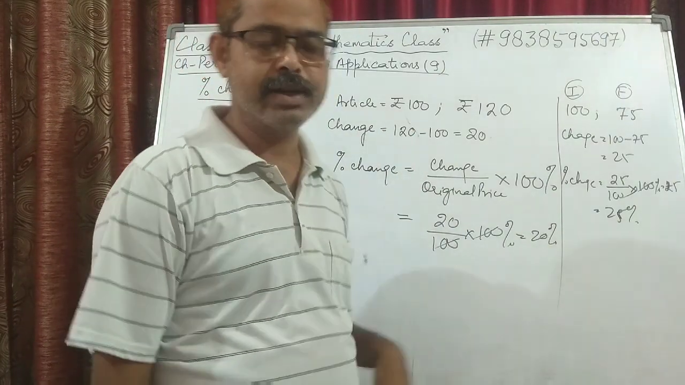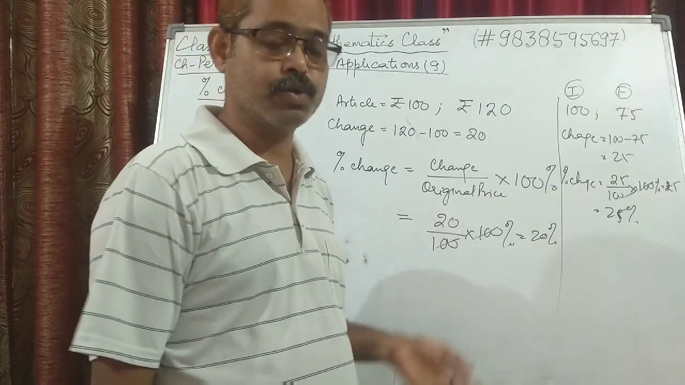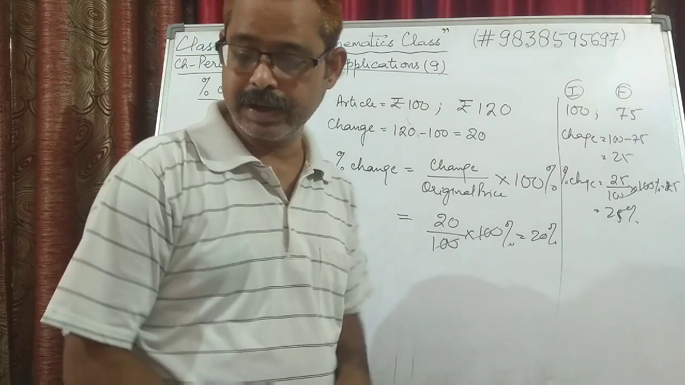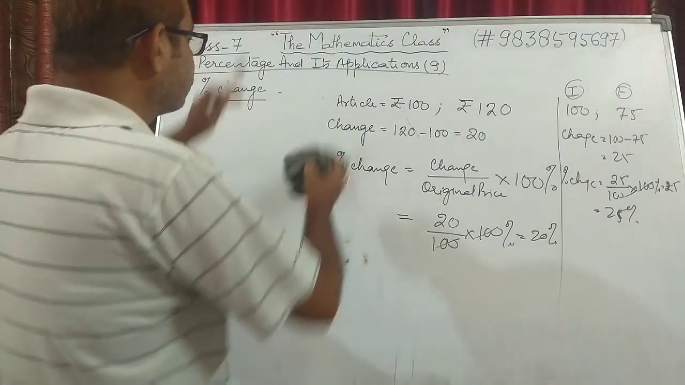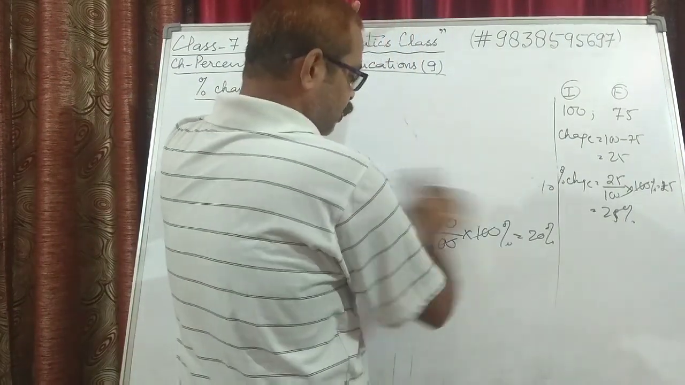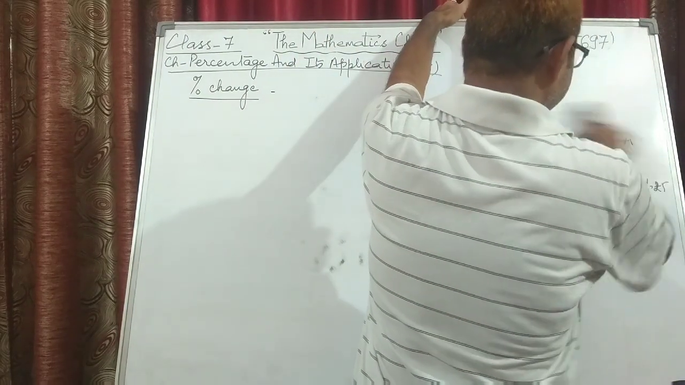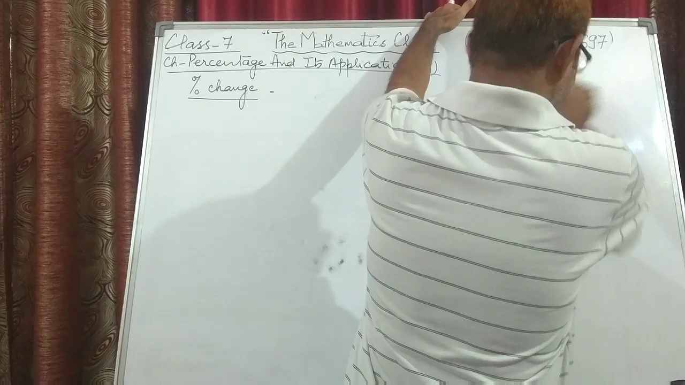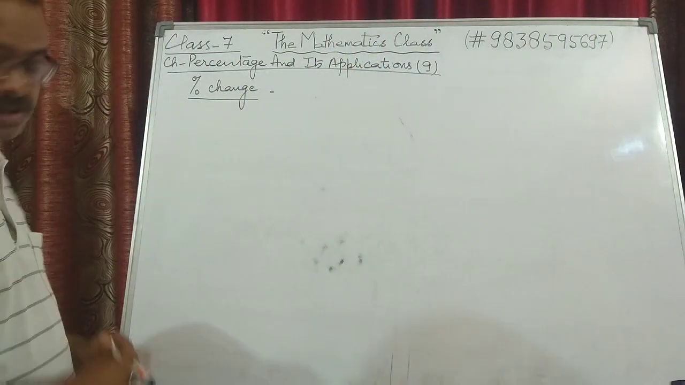Now this is a rough idea of how to calculate the change. Change can be an increase in price or a decrease in price, or it can be error also, that is known as percentage error. So with the help of one formula of percentage change, we will be learning how to solve the problems that are based on percentage increase or percentage decrease, or even the percentage error.